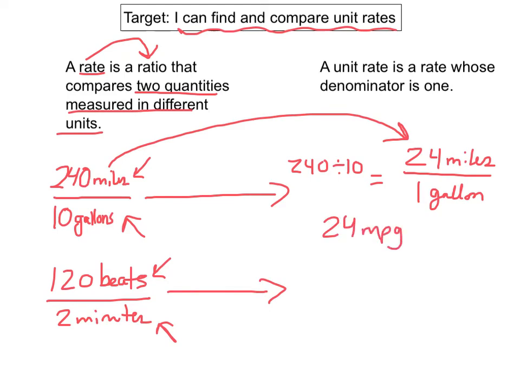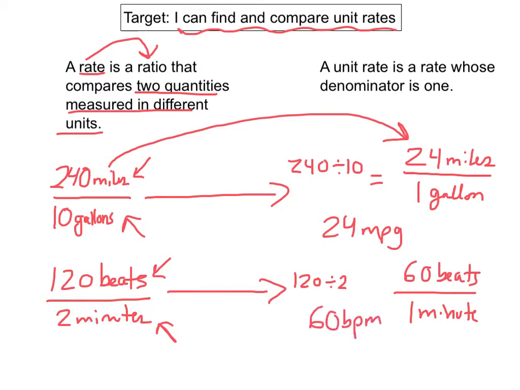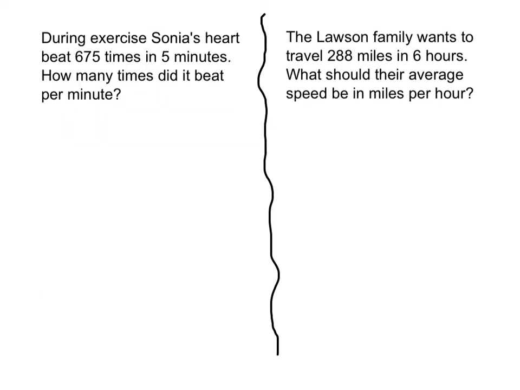If my heart beat 120 times in 2 minutes and I reduced 120 by dividing it by 2, I would get 60 beats in 1 minute. So my heart rate was 60 beats per minute, or 60 BPM. So we'll be looking at several different instances of rates.